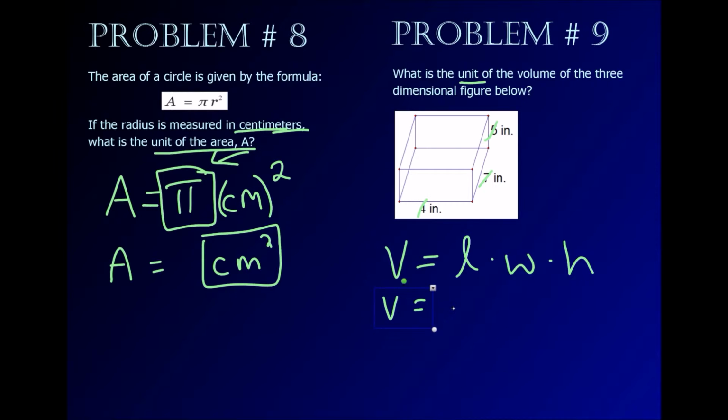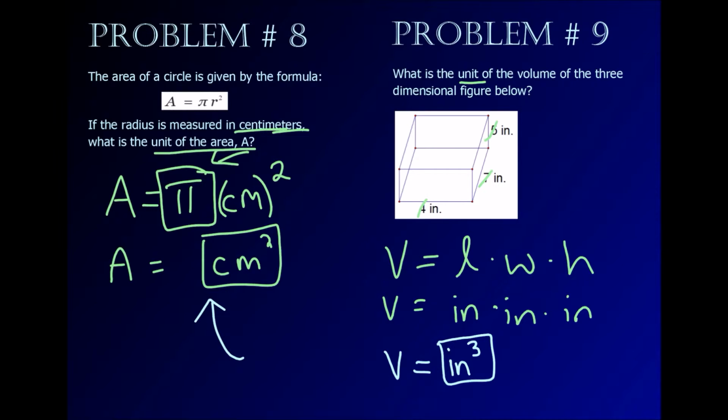Volume equals length is measured in inches, so it looks like up here. Width is measured in inches, and height is measured in inches. So it looks like the unit of the volume is going to be inches times inches times inches, which is the same thing as inches cubed, or sometimes we call it cubic inches. But the unit of volume should be measured in cubic inches, and the unit of area over here in the circle should be measured in centimeters squared, or square centimeters.